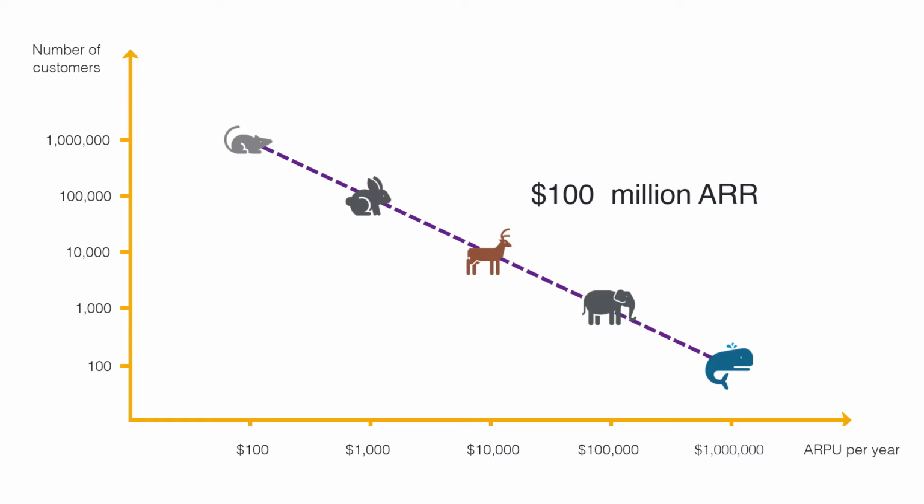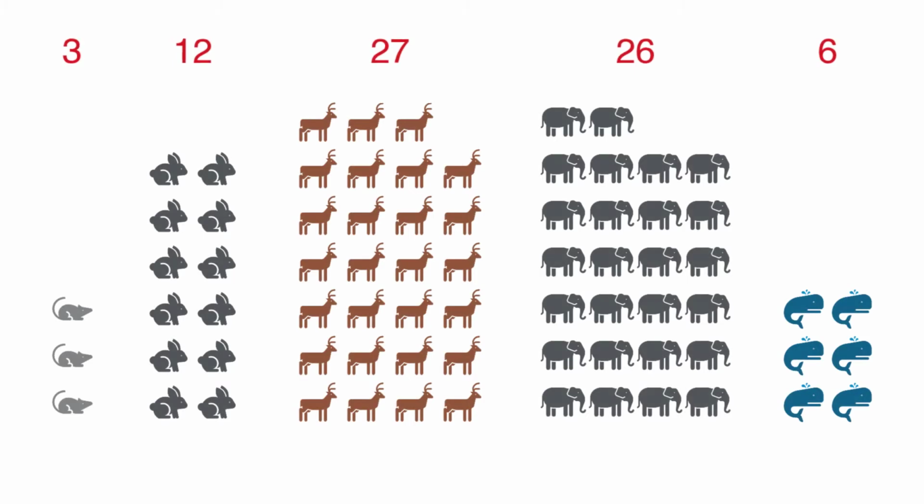These are the customer segments for SaaS companies based on their ARPU per year. This is the distribution of the 74 largest SaaS companies into these 5 types of animal categories. As you can see, only 3 of them are going after mice, 12 of them are going after rabbits, 27 are going for deer, 26 are going for elephants, and finally 6 of them are going for whales. So most $100 million plus ARR companies are going after deer or elephants.